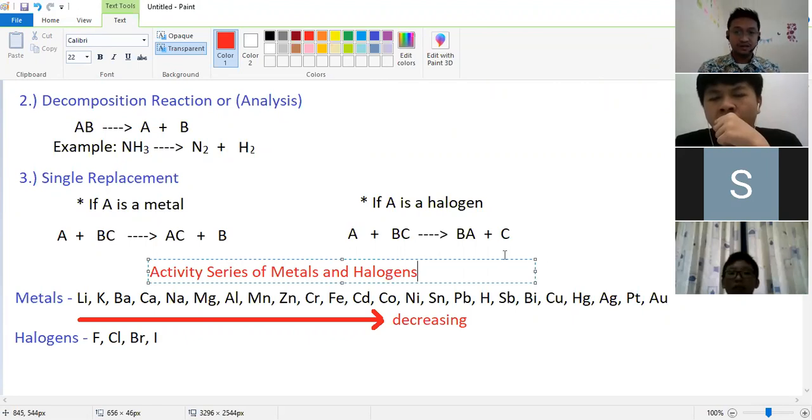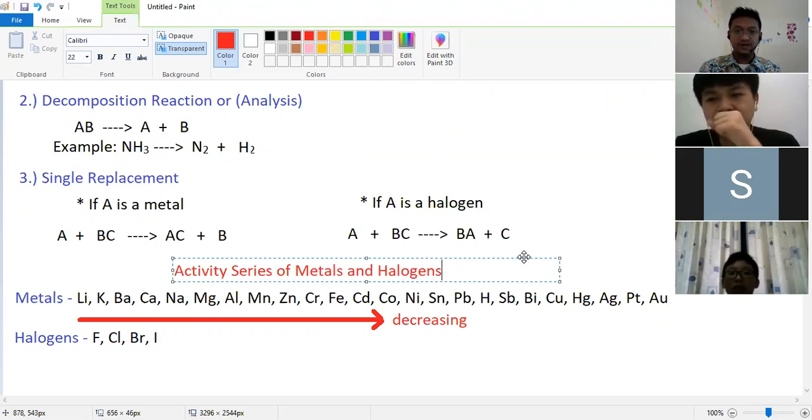What is this all about? Now I have here the list of metals. In the list of metals that we have here, the one with the highest reactivity, the most reactive, is lithium. And then after lithium, it's followed by potassium, then barium, calcium, sodium, magnesium, aluminum, manganese, zinc, chromium, iron, cadmium, cobalt, then followed by nickel, tin, lead.